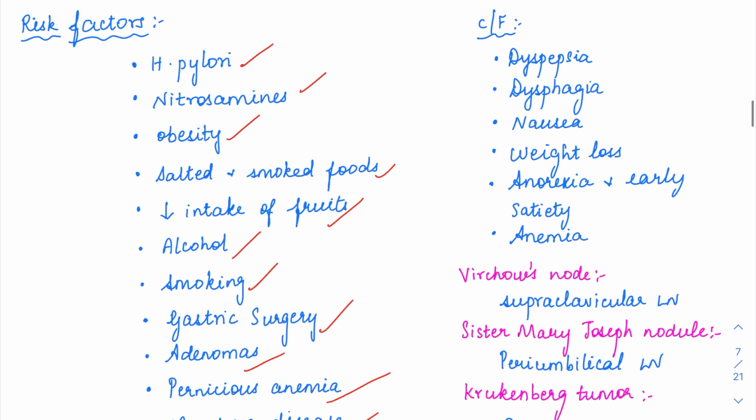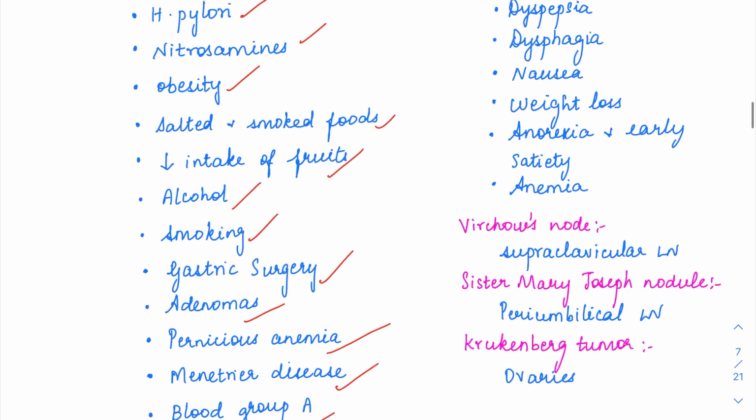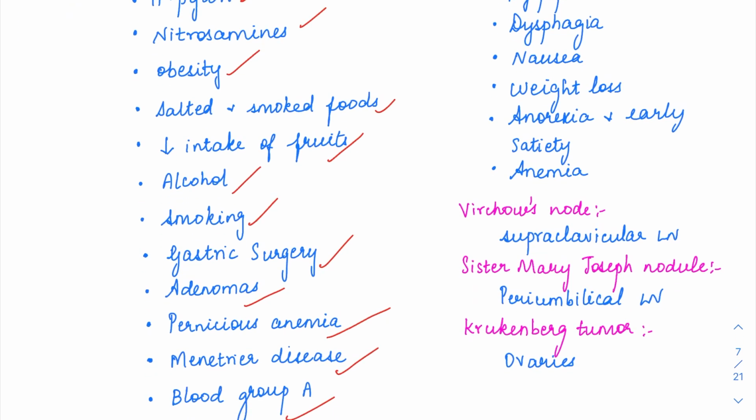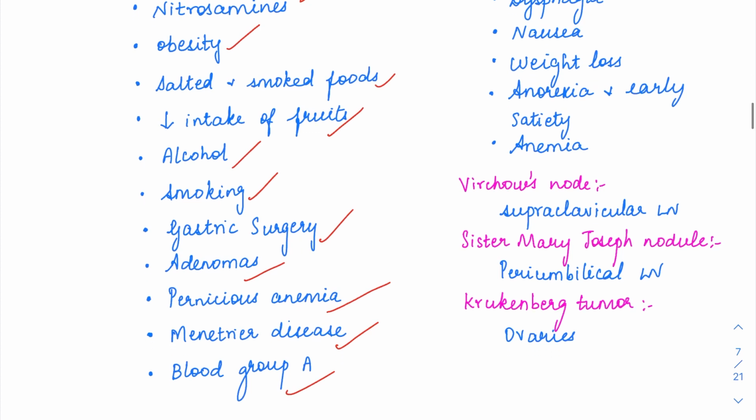Then clinically, how will these patients present? These patients usually present with weight loss and dyspepsia with dysphagia. They'll also have nausea and weight loss depending upon the site. Suppose there is an antral tumor. Obviously, the food cannot pass through the stomach, so it can trigger nausea and vomiting. And the patient will have early satiety also. As soon as they eat food, they'll feel satiety. And it can lead to anorexia and anemia.